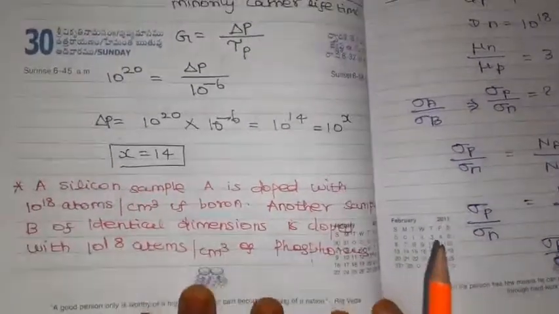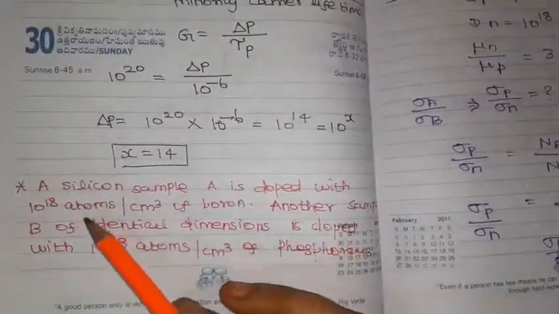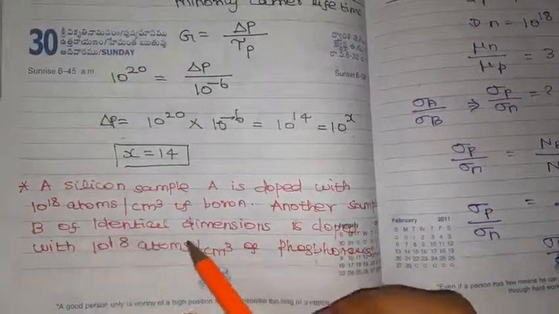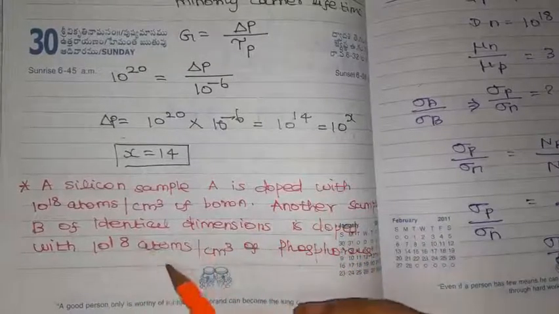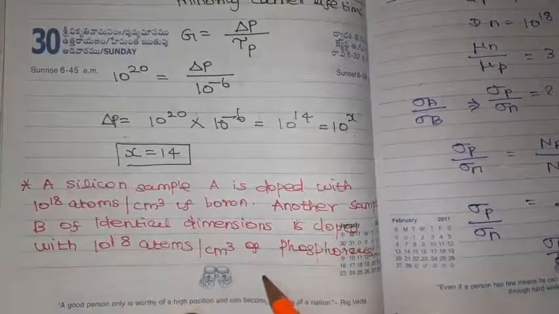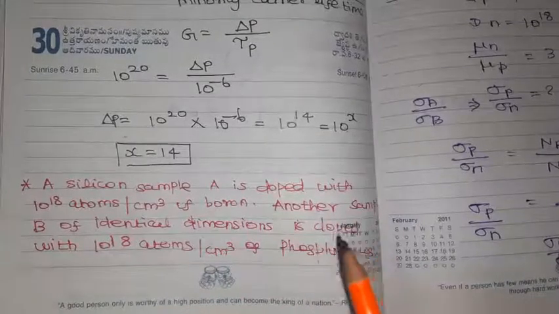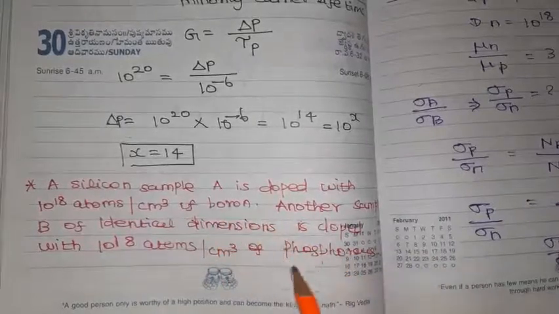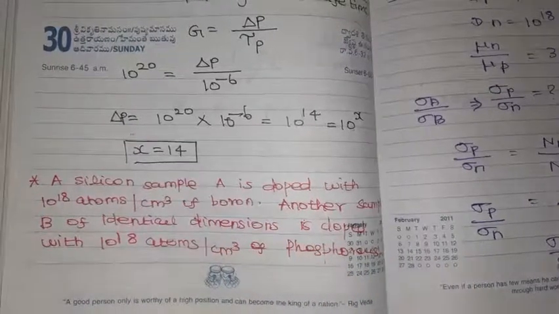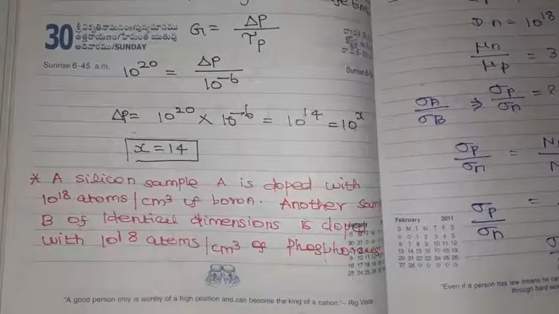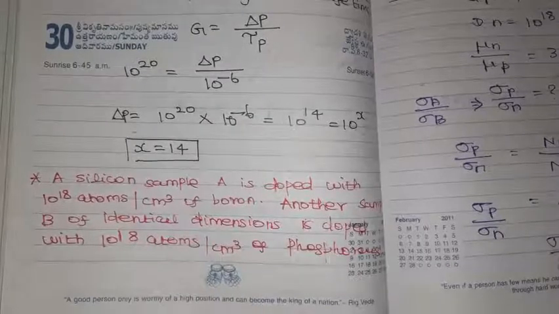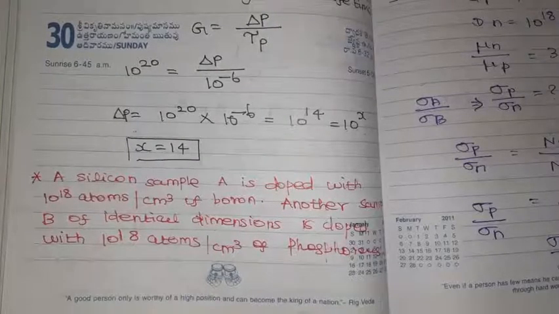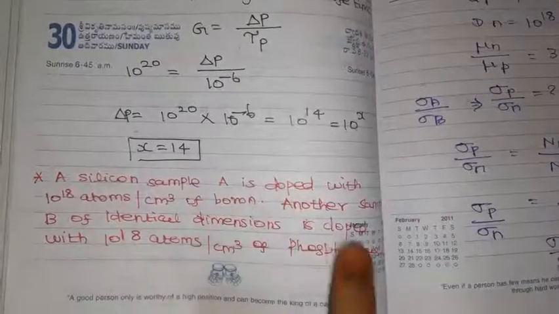A silicon sample A is doped with 10 power 18 atoms per centimeter cube of boron. Another sample B of identical dimensions is doped with 10 power 18 atoms per centimeter cube of phosphorus. You should be very careful while reading the question. So, this is doped with boron, this is doped with phosphorus. Whether the impurity is trivalent or pentavalent depends upon which type, whether it is N type semiconductor or P type. From the impurities only we are going to find out.